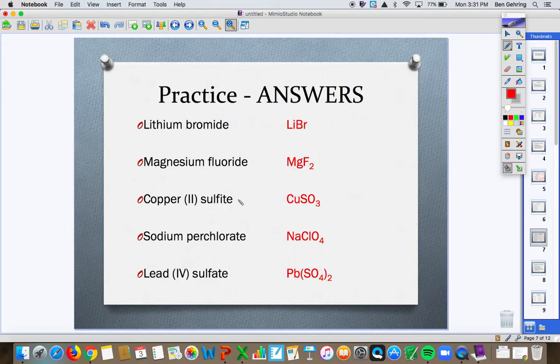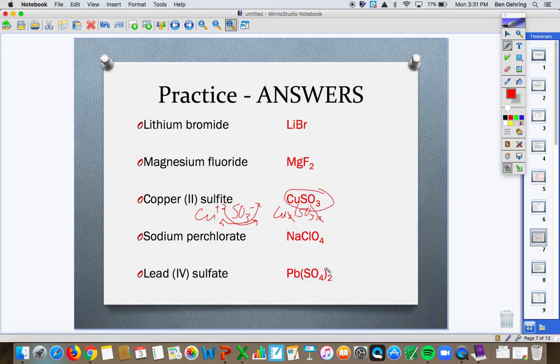Some to be careful with. Copper 2 sulfite. You have Cu+2, SO3-2. You cross and drop, which gives you Cu2(SO3)2. Because these are the same, I can simplify. Divide them both by 2, and I get 1. That's where we get CuSO3.